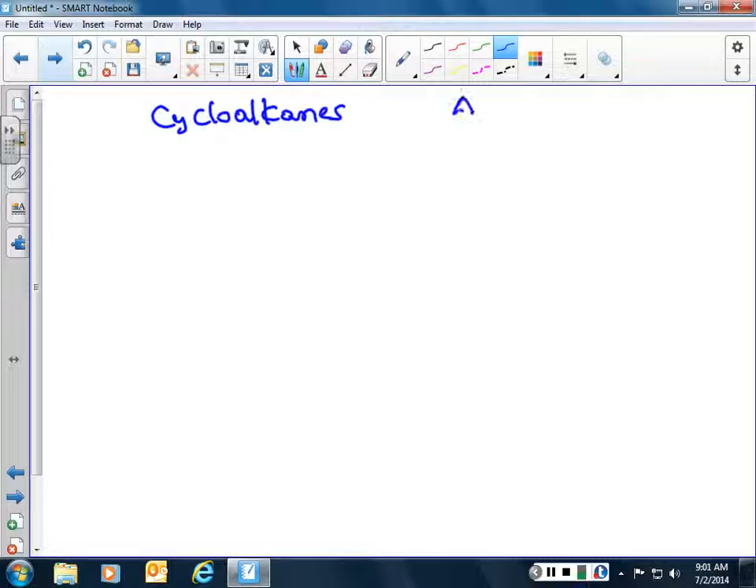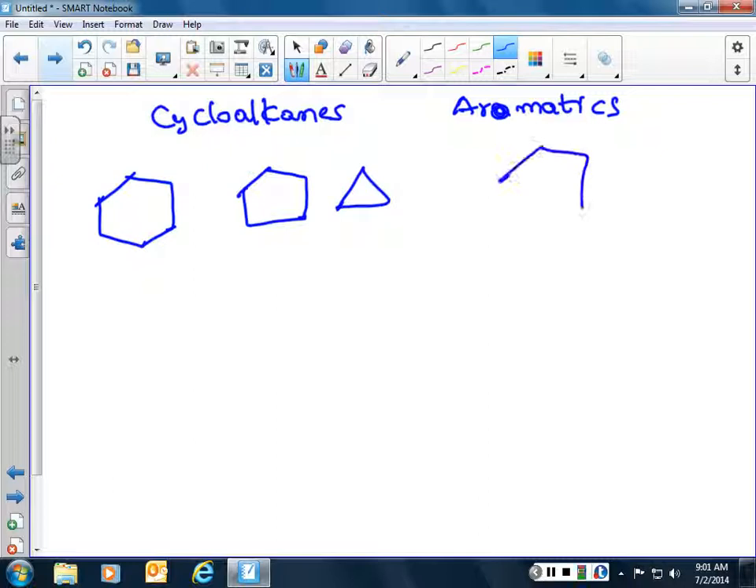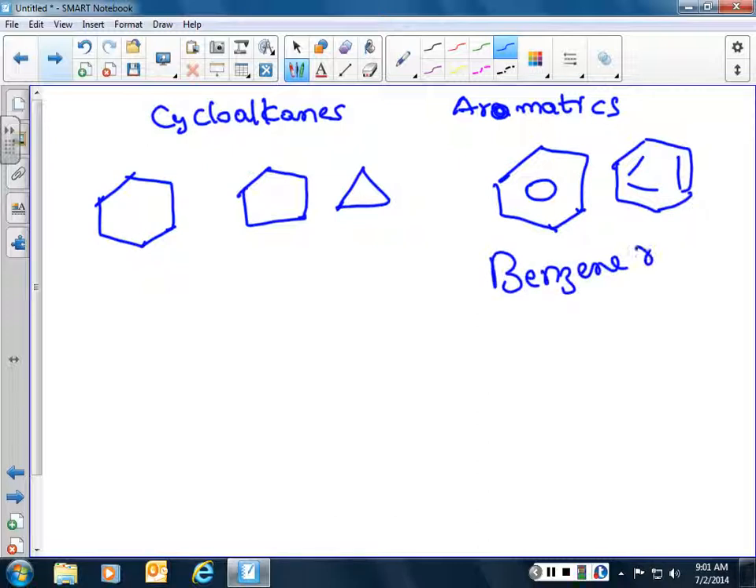Cycloalkanes are different, aromatics are different. Cycloalkanes means this, this, this. Aromatics means like this. So in aromatics, what you see is a benzene ring. In aromatics, you will see a benzene ring. Okay.